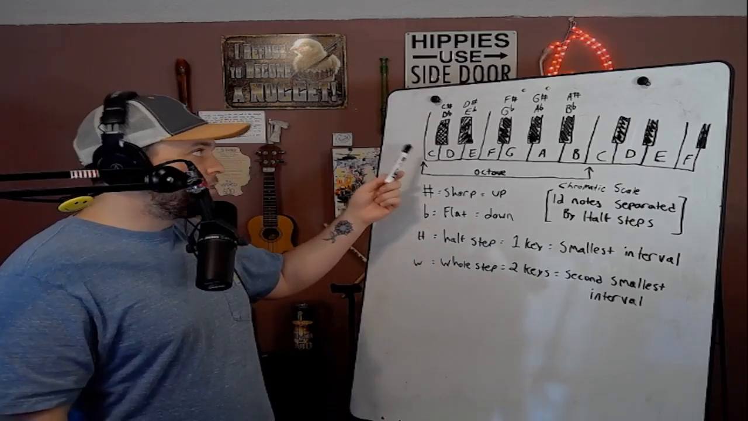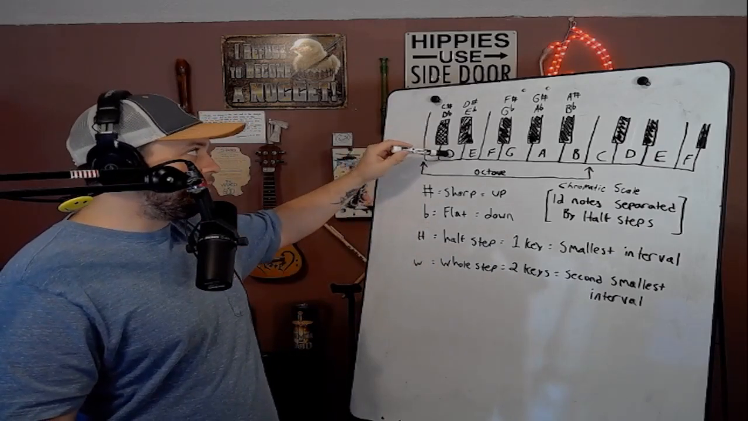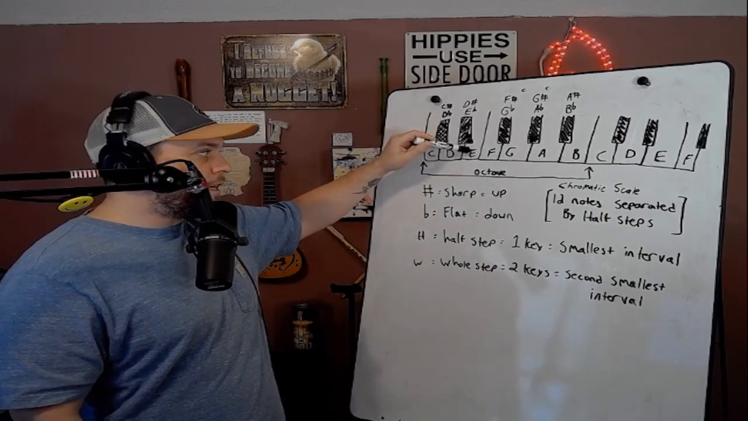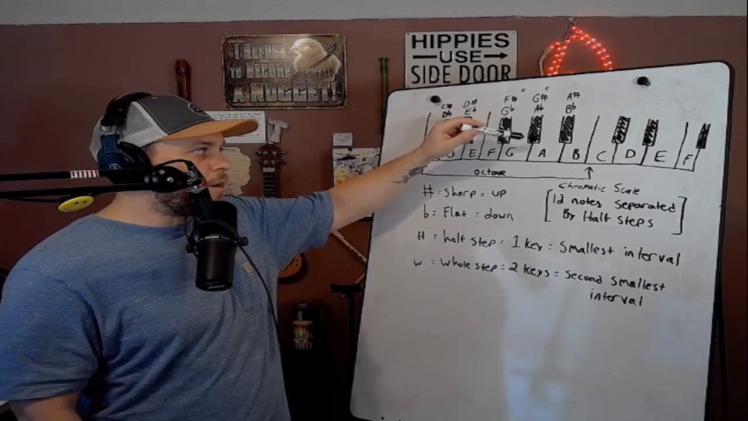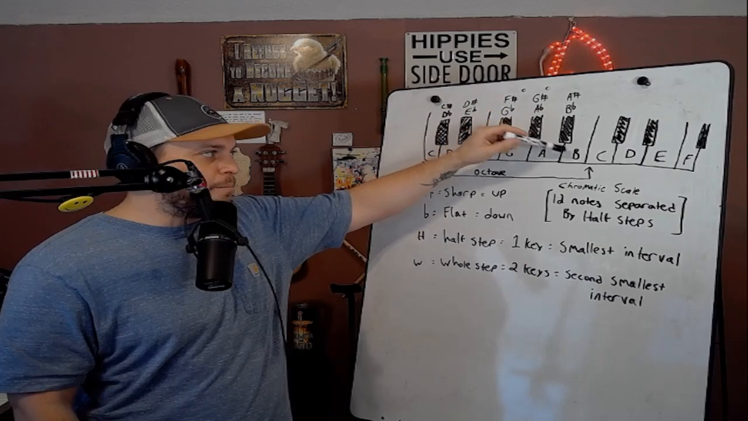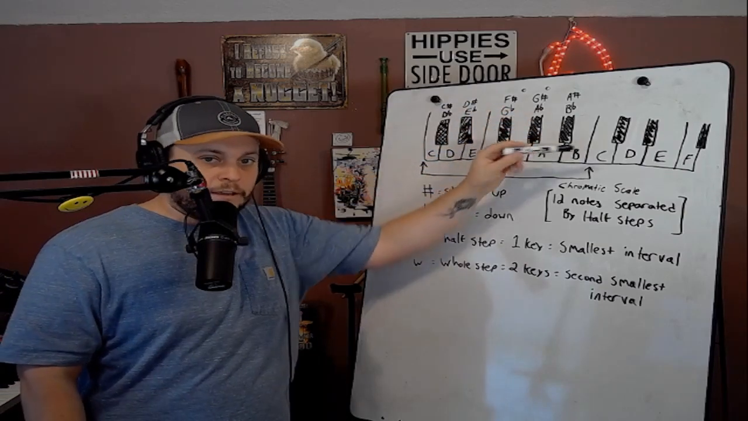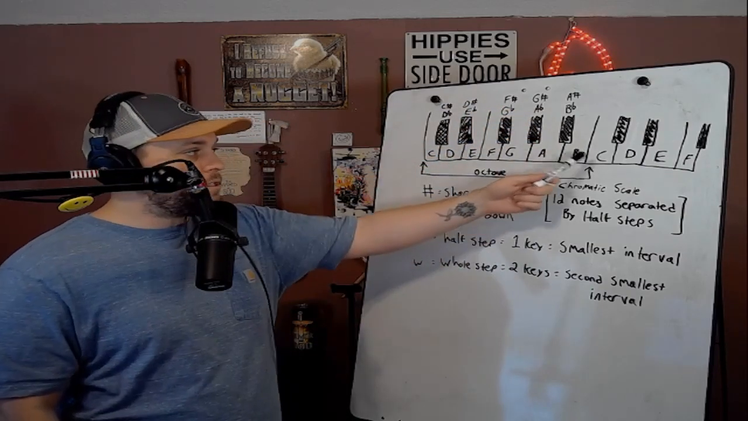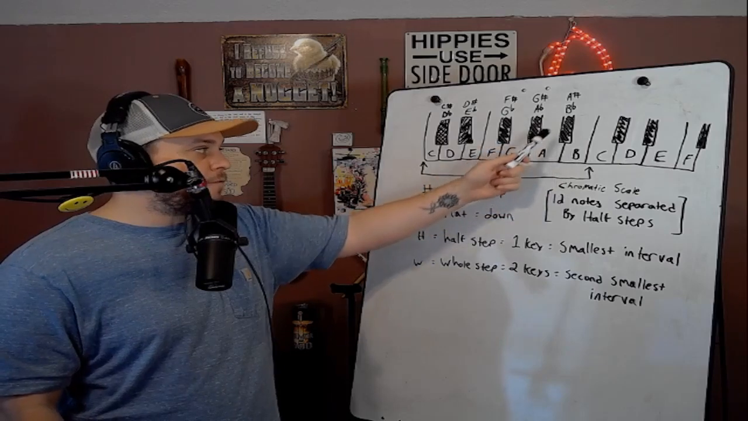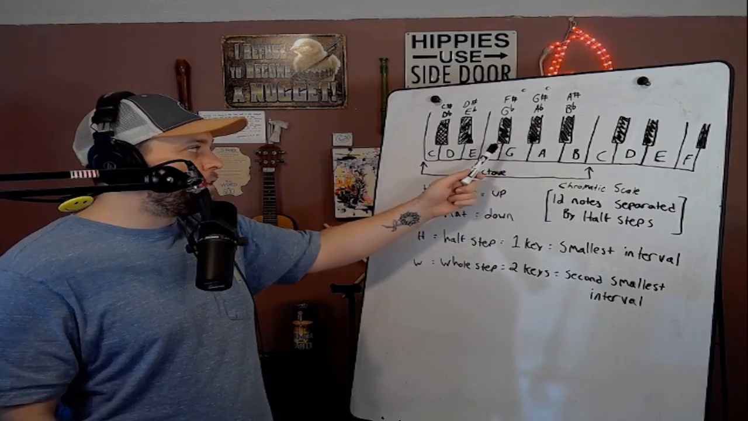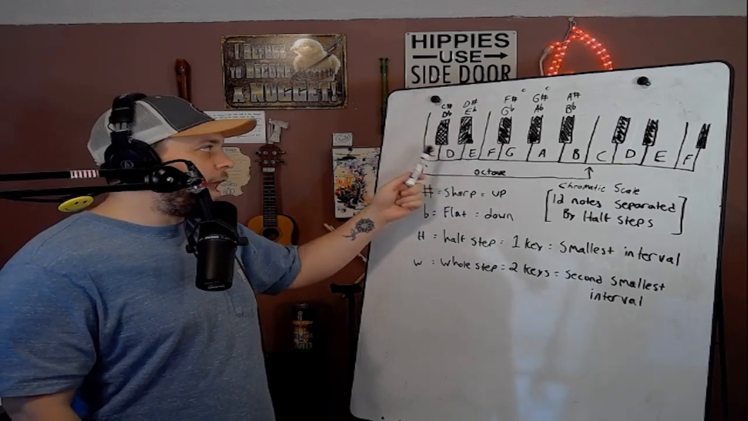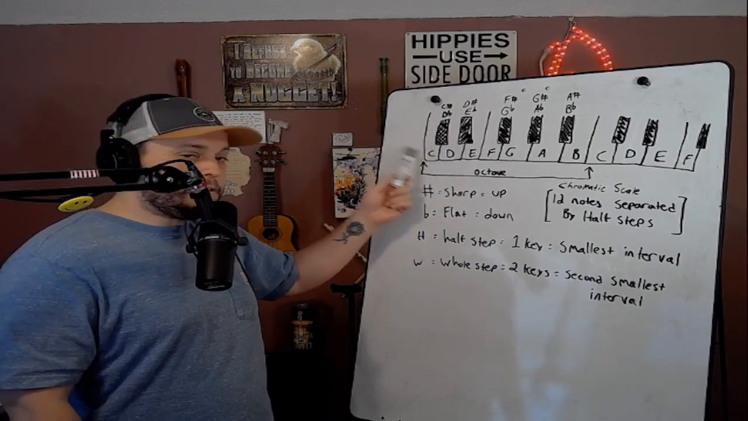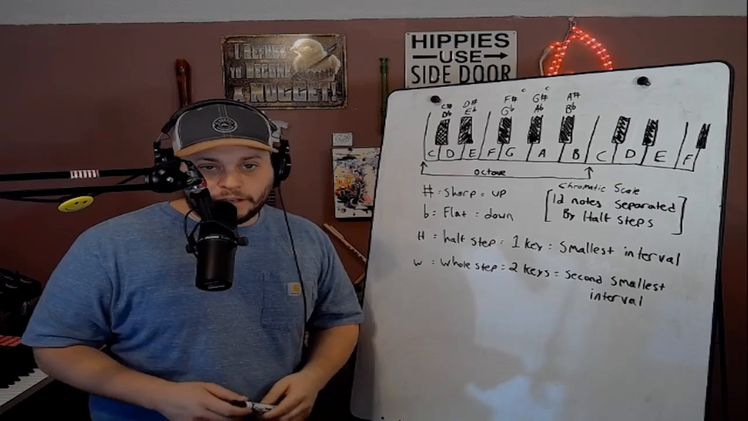So let's do it. C, C sharp, D, D sharp, E, F, F sharp, G, G sharp, A, A sharp, B, and you can finish with C. Now let's do it backwards. C, B, B flat, A, A flat, G, G flat, F, E, E flat, D, D flat, C. You're going to want to get pretty good at doing that.